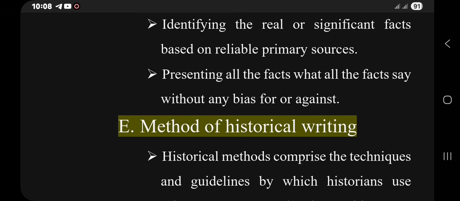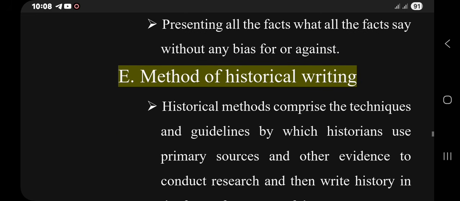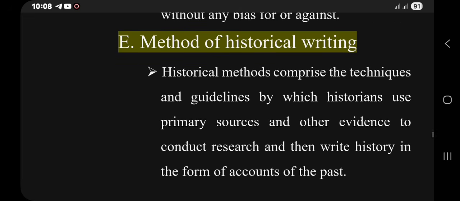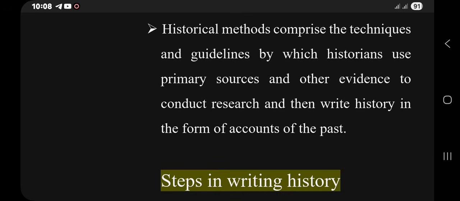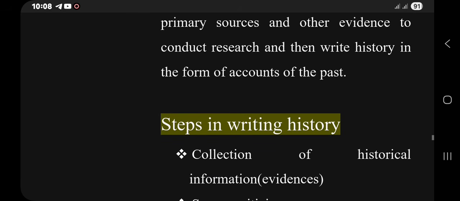Another very important element of history is methods of historical writing. Like other disciplines, historical study has its own historical methods. Historical methods comprise the techniques and guidelines by which historians use primary sources and other evidences to conduct research and then write a history, the form of account of the past. This is known as historical methodology.